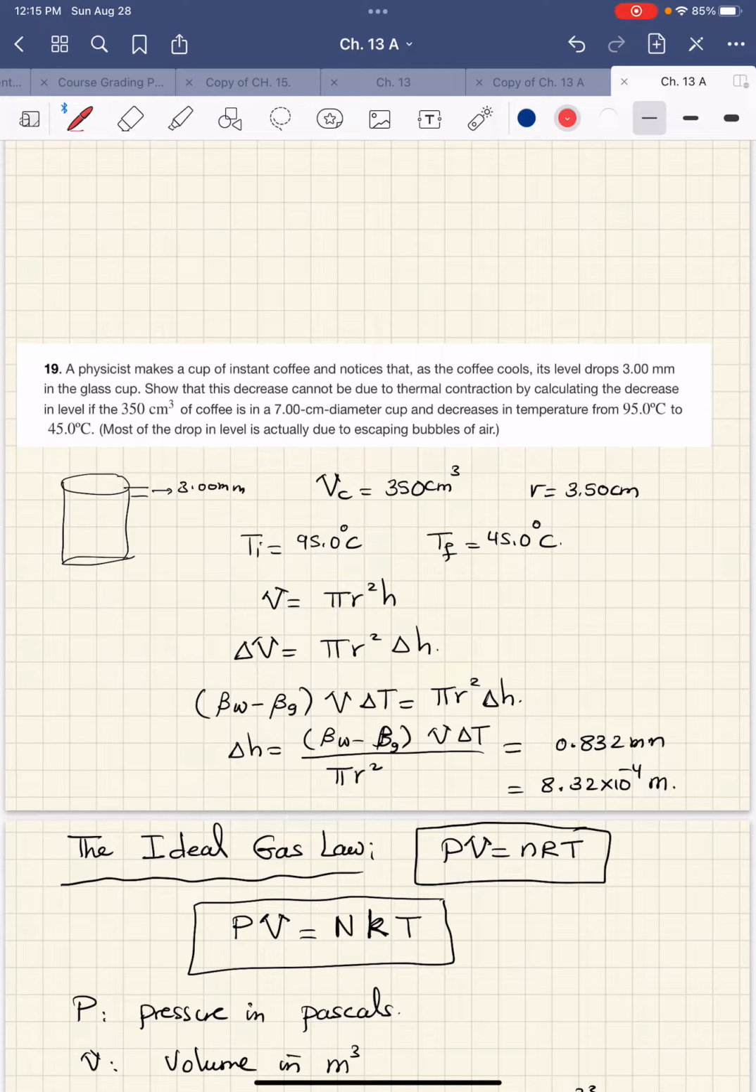Now we know that the volume of the coffee is 350 cubic centimeters. The radius of the cup is 3.5. Remember, it was given the diameter, then I need to have the radius. The Ti is 95 and T final is 45. The volume of a cup is very similar to the volume of a cylinder, which is pi r squared times h. These formulas and equations, you need to know them in the exam. I will not provide them. You need to know the volume of a cylinder and the volume of a sphere.